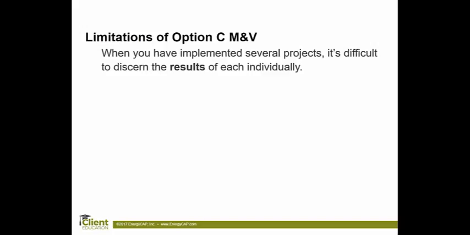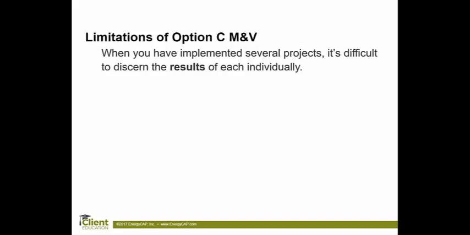Some of the limitations of cost avoidance in EnergyCAP. Now this is option C, which is the whole facility approach per IPMVP. That means we're fundamentally looking at the building as a bubble and saying, what did this bubble used to consume and what does it consume today? And we make adjustments to that to normalize it, and we calculate the avoidance. When you've implemented multiple projects in that bubble, in that building, you really can't use cost avoidance in EnergyCAP to discern the results of each project individually.